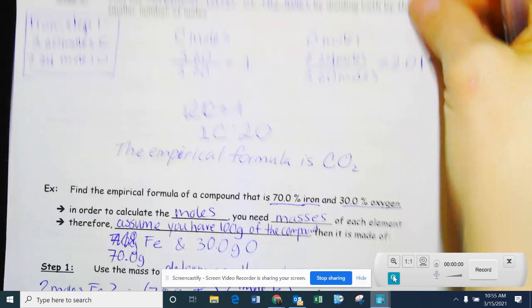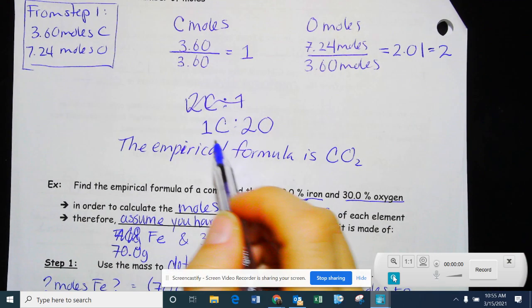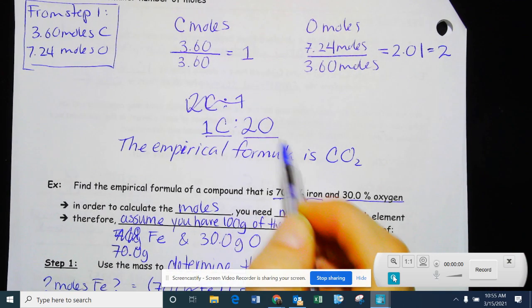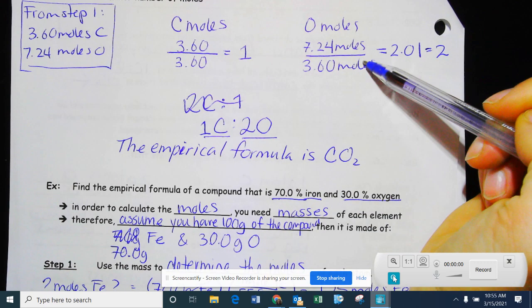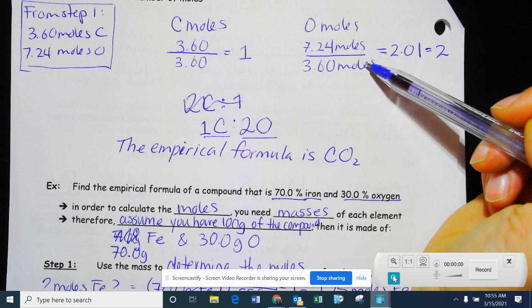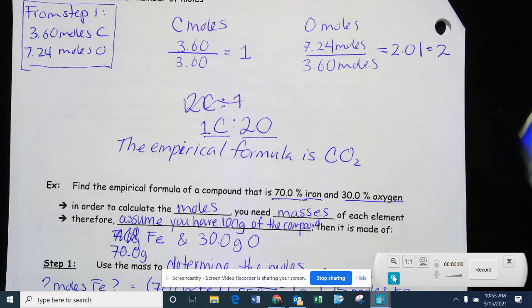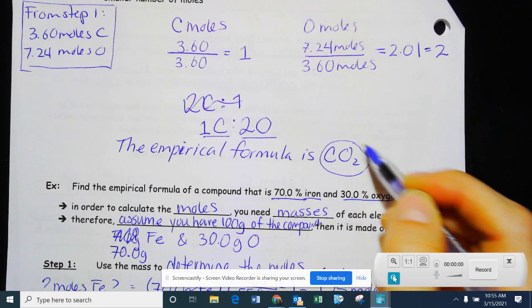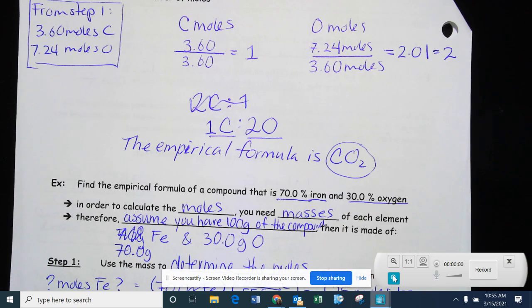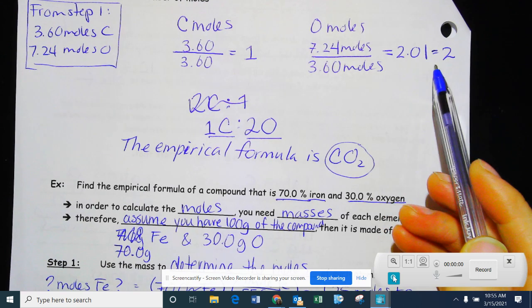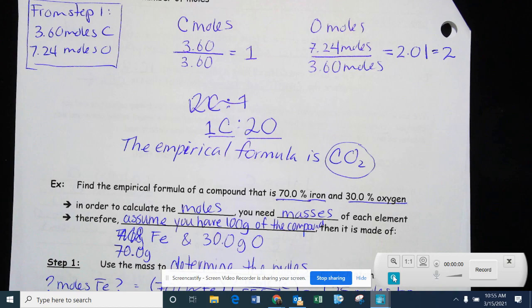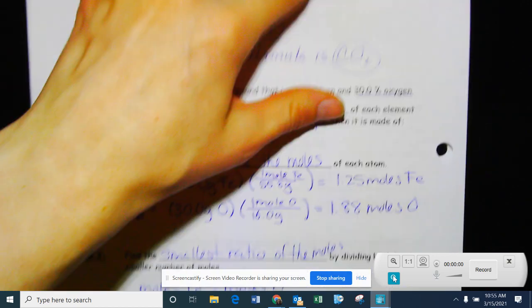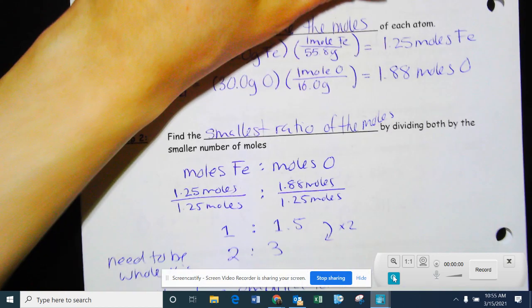And then we used that to figure out that there was 1 carbon for every 2 oxygen by dividing both of the numbers of moles by the lowest number. And we figured out that this one was CO2. These ones are really nice and straightforward. When we end up with like a 2.01 to 1 ratio or something, we can just say, okay, it's 1 to 2.